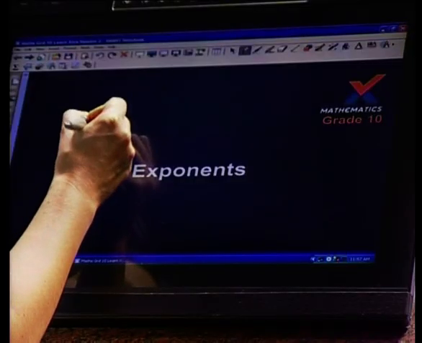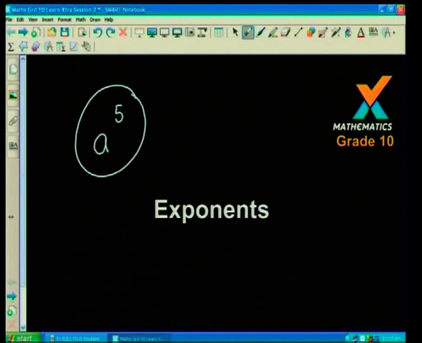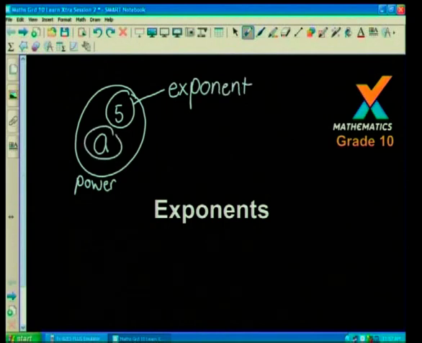Now what I'm drawing over here is something called a power. The whole thing is called the power. The 5 at the top is actually what the exponent is, and then the base is the a. It's important to know what each of these things are called when you're talking about exponents.